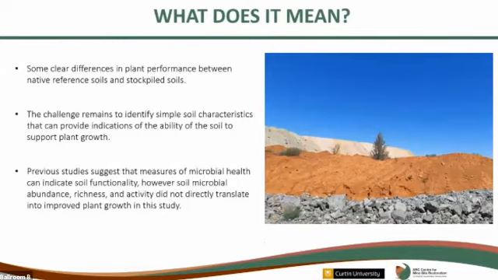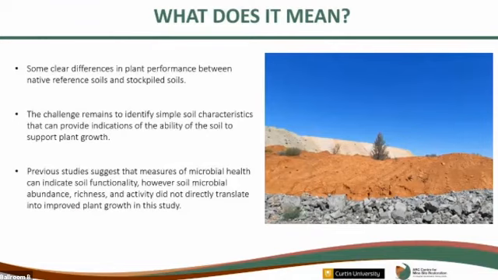Some clear differences existed in plant performance between plants grown in native reference soils and stockpiled soils. However, while it would be nice to be able to provide a clear recommendation of simple soil variables that could be measured to predict this, soil biotic and abiotic properties interact in a complex way. The challenge remains to untangle this and identify simple soil characteristics that can provide indications of the ability of the soil to support plant growth.